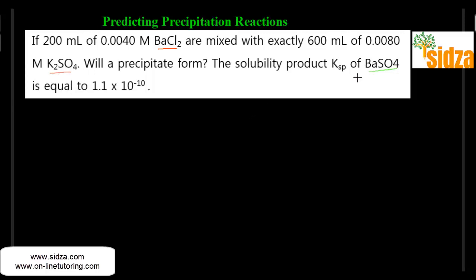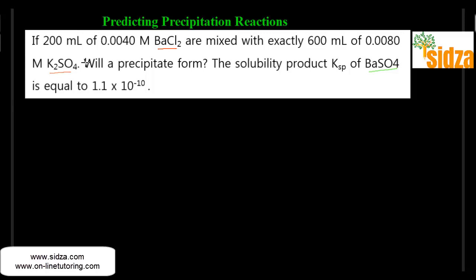First, we have to find the concentration of the barium and the concentration of the sulfate ions when you mix the two solutions. After you mix the two solutions, we find the concentration of barium and sulfate ions, and from that you can find the ionic product. The ionic concentration of the barium times the concentration of the sulfate, that is what you call the ionic product.